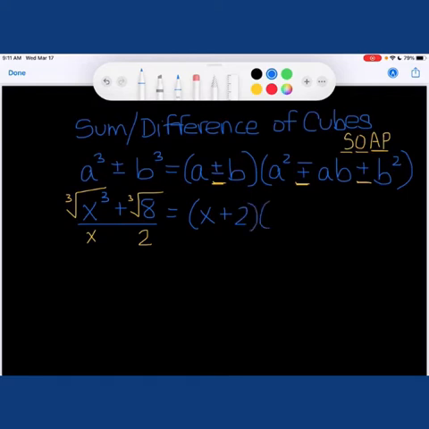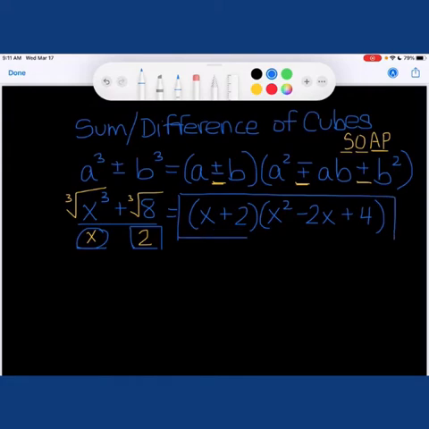And then I need a squared, so that's x squared. Now I need to do the opposite sign, so the opposite is minus in this case. Then I've got to do a times b, so x times 2 would be 2x. And then plus, because this is always positive, and I need to do b squared, which is 2 times 2, is 4. And then this would be your final answer.